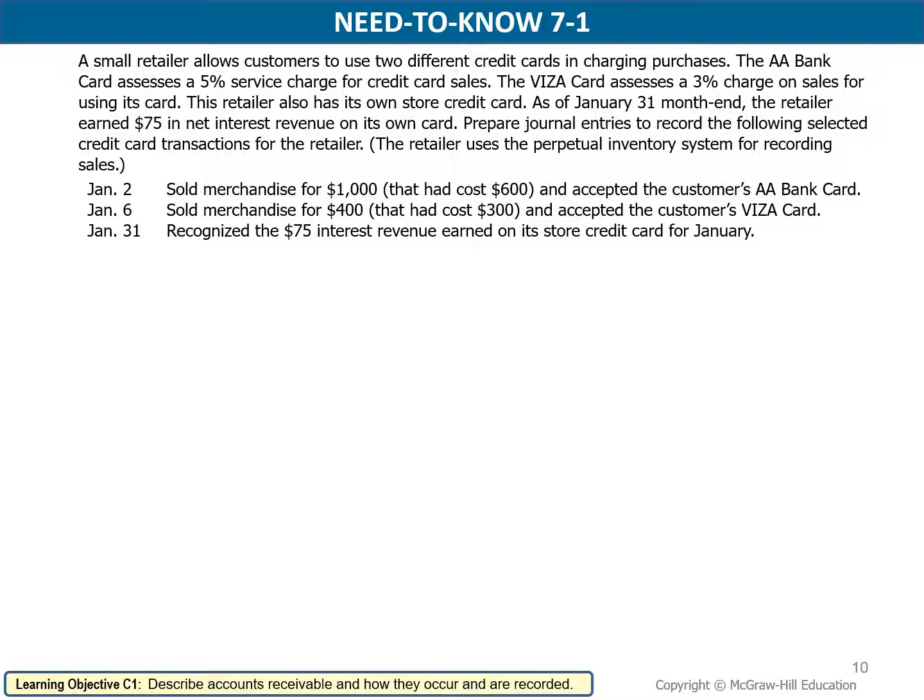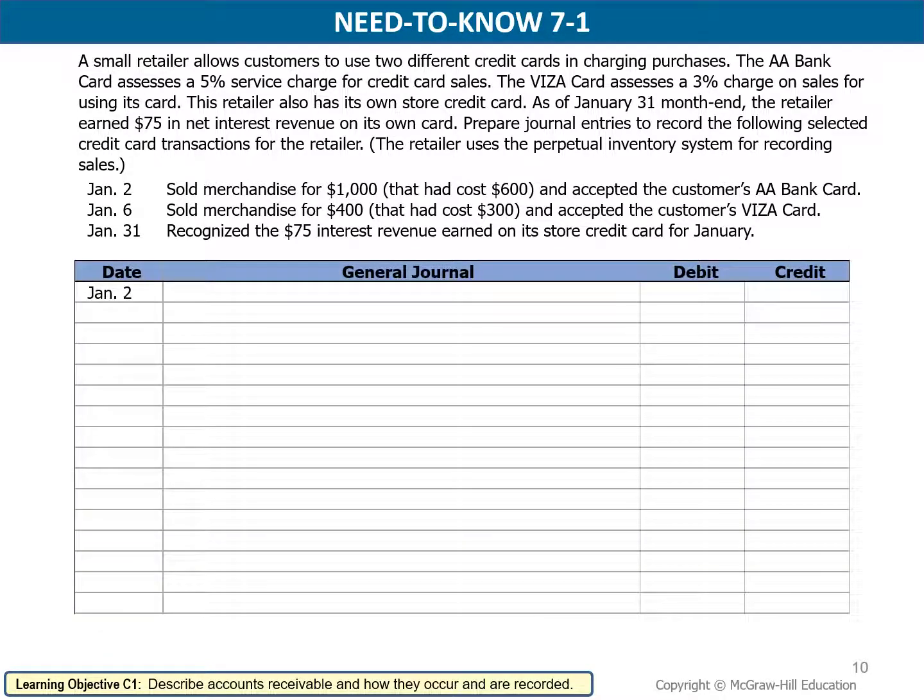The retailer uses a perpetual inventory system for recording sales, which I'm not exactly sure why that's relevant, but I'm sure we'll find out. So let's go. On January 2nd, we sold merchandise for $1,000 that had a cost of $600, and the seller accepted the customer's bank card.